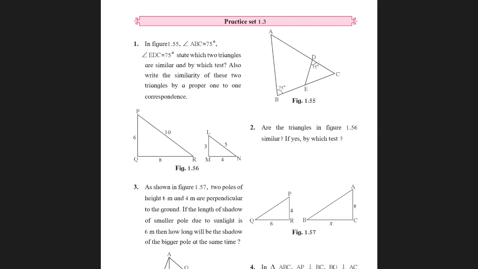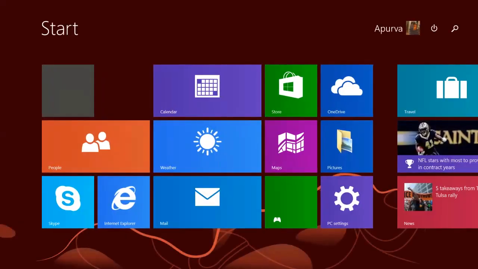So this is how you have to do it. And what is the sign of correspondence? You have a line with arrows on both the sides. That's the sign for correspondence. Now let's see how to do this.